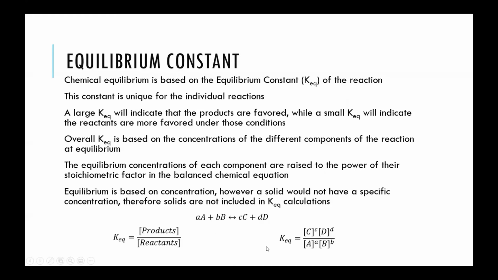So when calculating the equilibrium constant, this specific ratio, you're looking at the concentration of each of the individual components raised to the power of its stoichiometric coefficient. So it's still products over reactants, but you're taking into account the different ratios that they react with in the balanced chemical equation, as well as their concentrations to begin with.